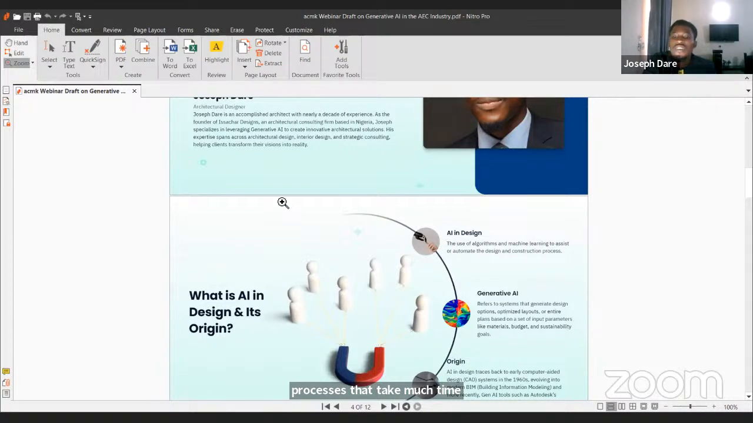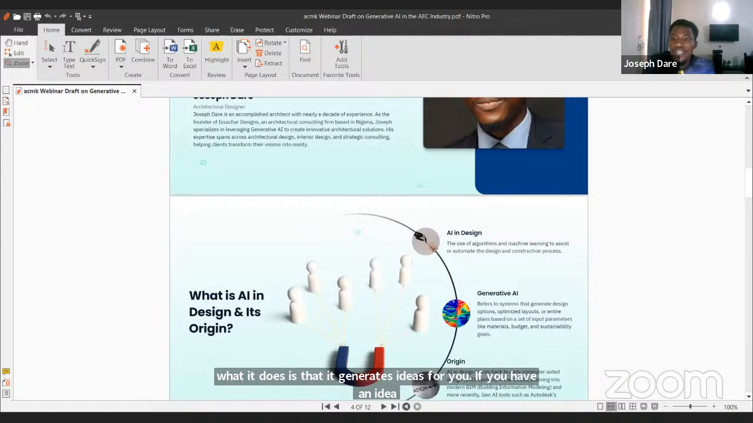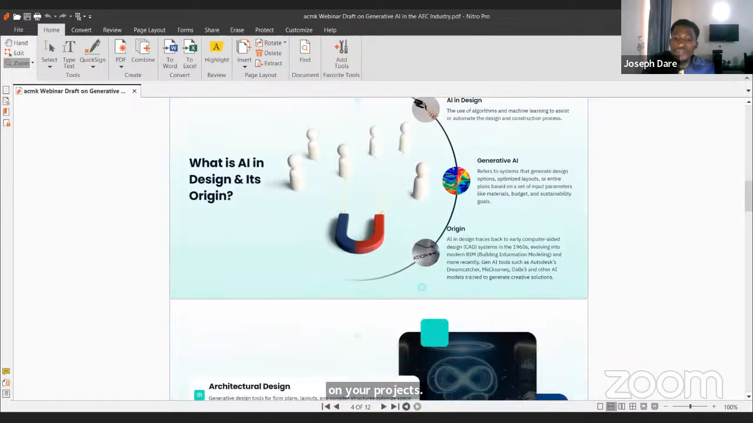So what is generative AI? Generative AI refers to systems that generate design options, like layouts and entire plans, based on a set of input parameters like materials, budget, and sustainability goals. So what it does is that it generates ideas for you. If you have an idea on a project, we have software and platforms that can do that.